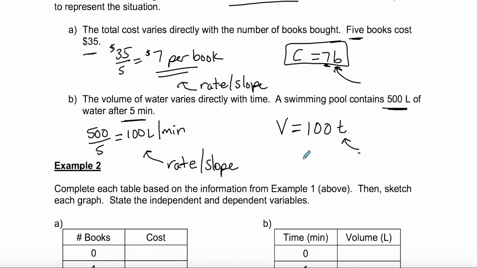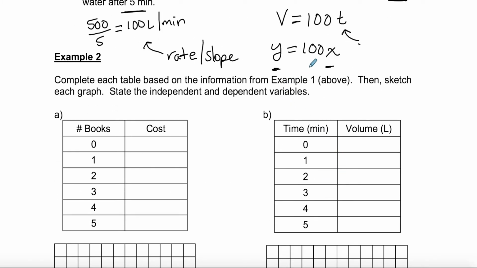Now these letters don't matter. I'm just using V for volume, T for time. You can always just use Y equals 100 X every single time. You could use a Y at the front and an X back here. That's pretty standard. If you don't want to have to think about what letters to use, the letters really don't matter. So what is important is that the rate has a letter beside it.